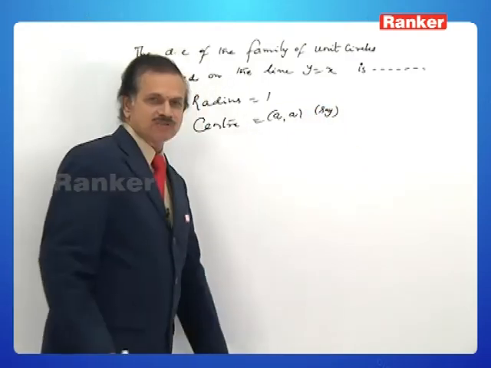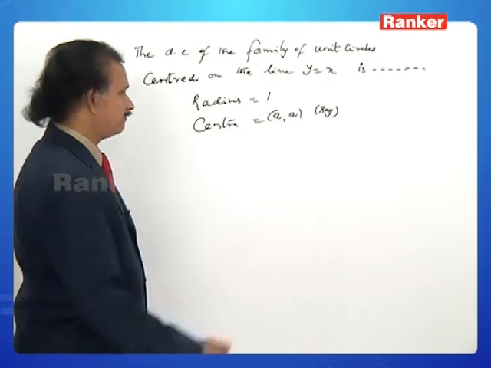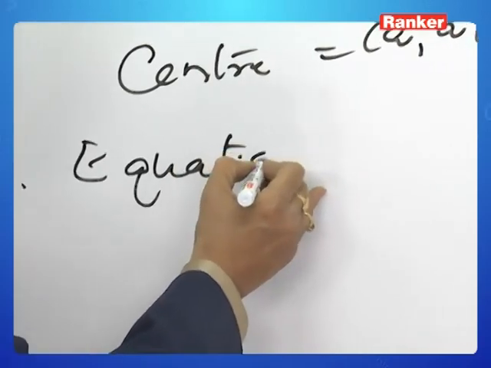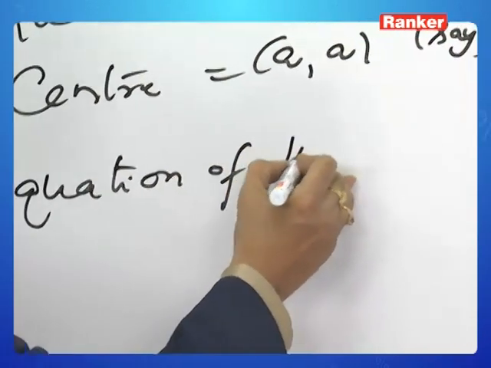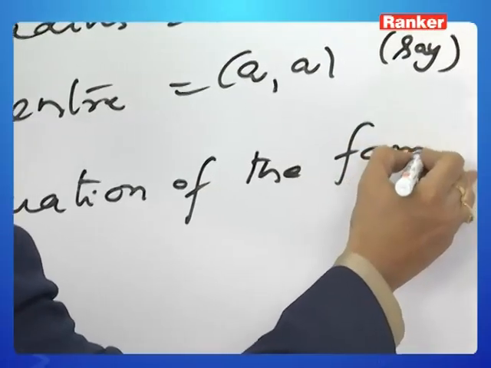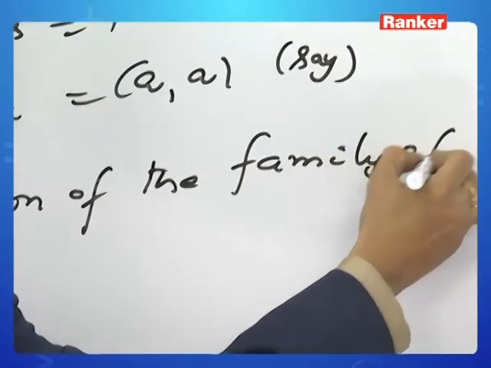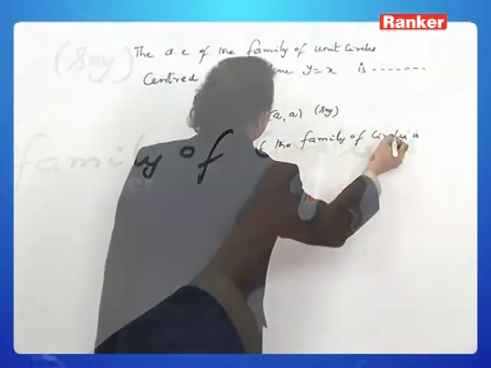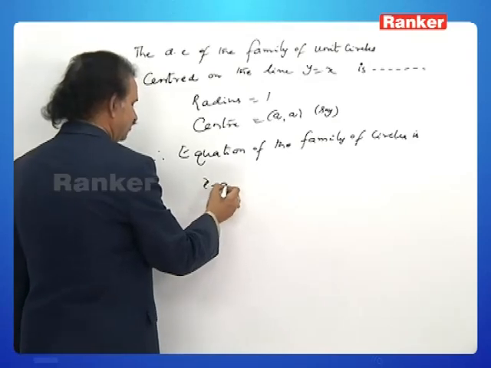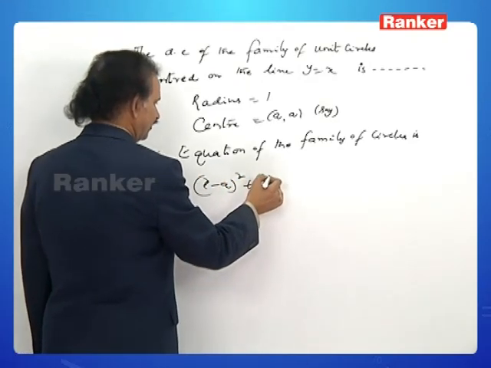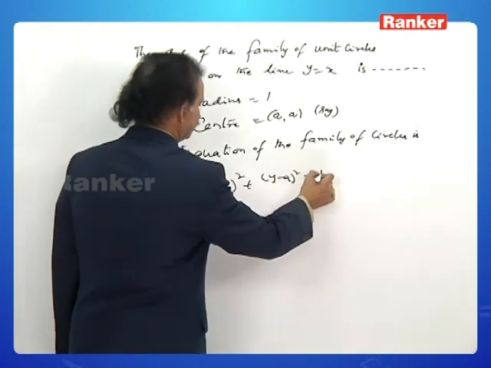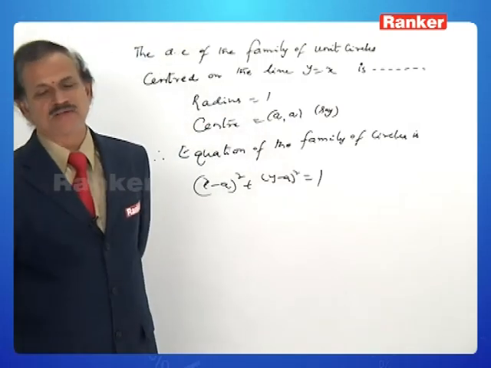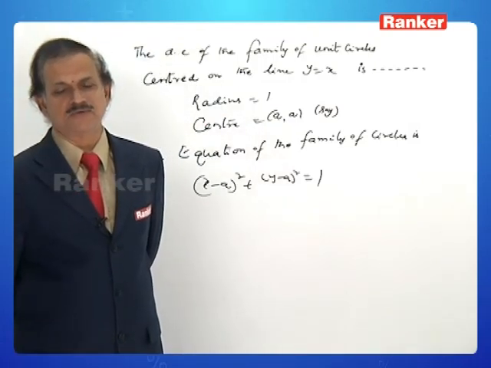Therefore, I would like to suppose this to be some a, a. Therefore, the equation of the family of circles is x minus a whole square plus y minus a whole square is equal to 1.